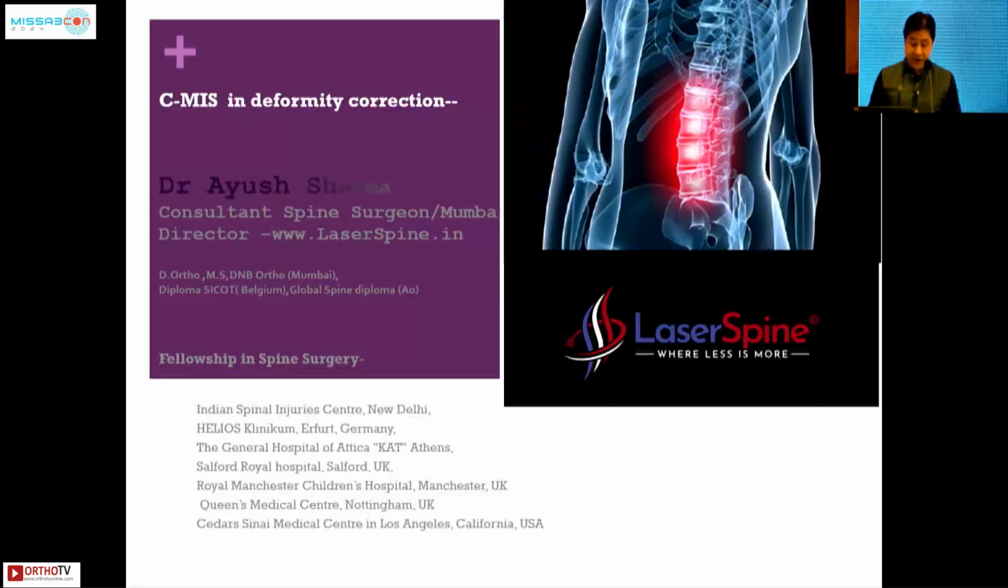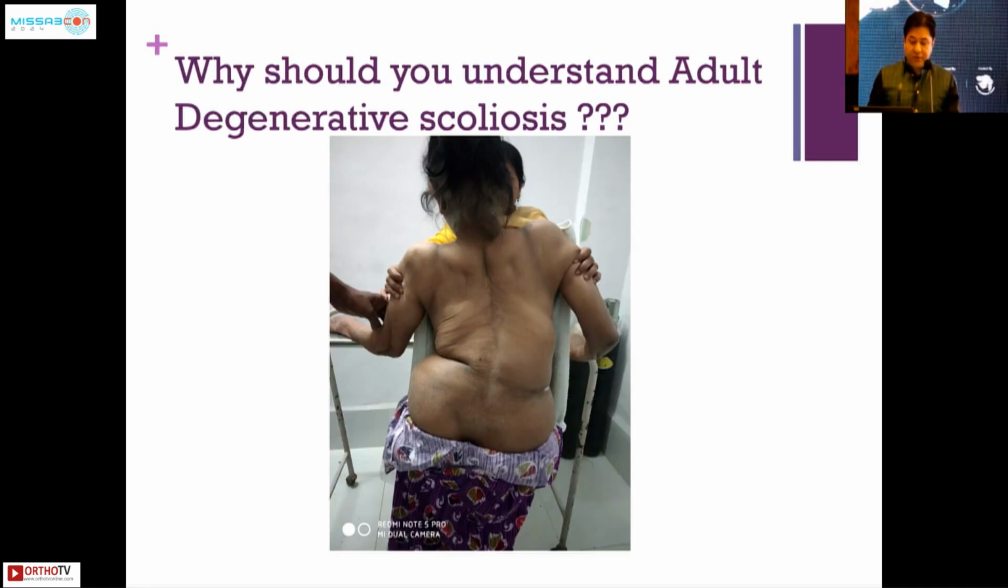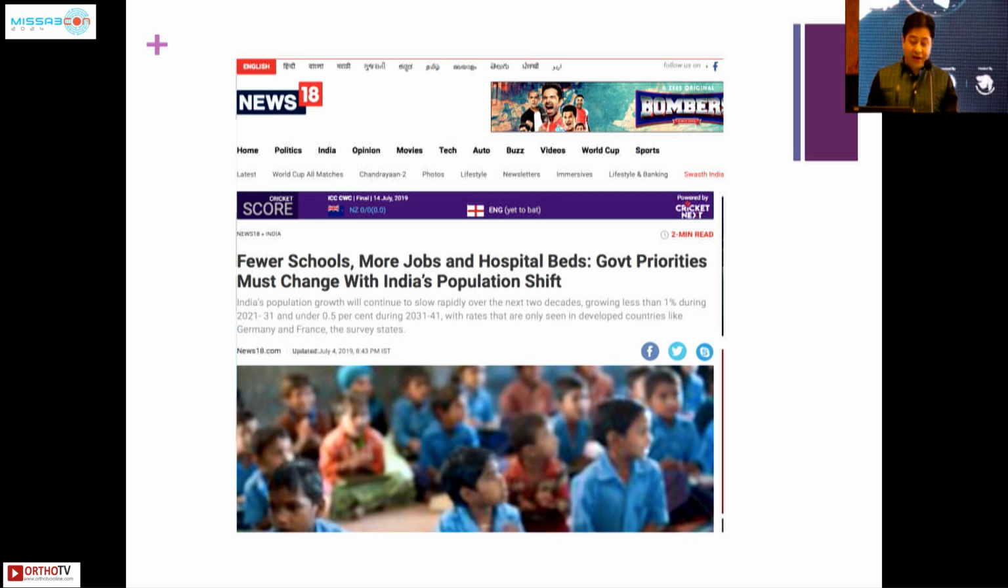I will be talking on circumferential MIS and deformity correction. So let's understand why, especially we as Indians, or in this part of the world, we should understand adult degenerative scoliosis. If you look at this newspaper cutting, it says we need fewer schools, more jobs and hospital beds. The government priority is changing. What does that even mean?